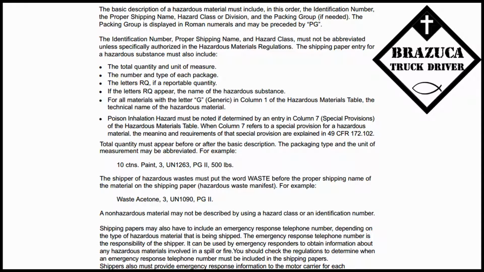The shipper of hazardous wastes must also put the word waste before the proper shipping name of the material on the shipping paper, the hazardous waste manifest. For example, waste acetone 3 UN 1090 PG2. A non-hazardous material may not be described by using a hazard class or identification number.